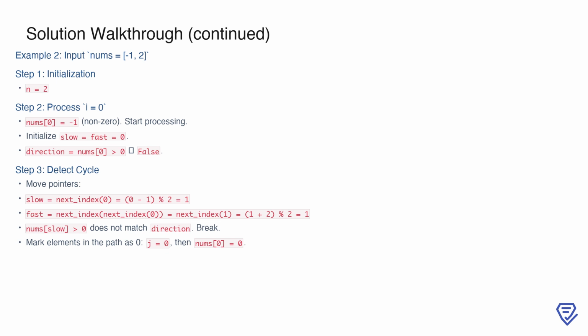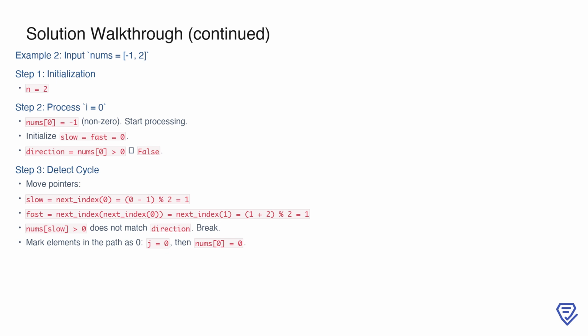Now we turn to another example, where the input array is nums equals [-1, 2]. First, we initialize the length, n, which is 2 in this case. Moving to the first index, i equals 0, we see that nums[0] is -1, which is non-zero, so we proceed. We initialize the slow and fast pointers to 0 and determine the direction based on the sign of nums[0]. Since nums[0] is less than 0, the direction is negative. Next, we move the pointers.